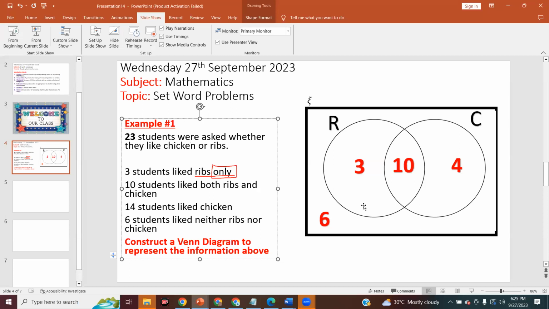Oh, I see that part. They didn't say it in the question, but that's true. 13 students like ribs. So if I ask you how many students like ribs, you can't tell me 3. You have to tell me 13. I think that'll be a good question. That'll be 2 good questions to ask.